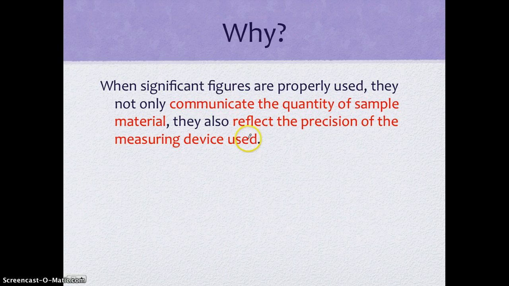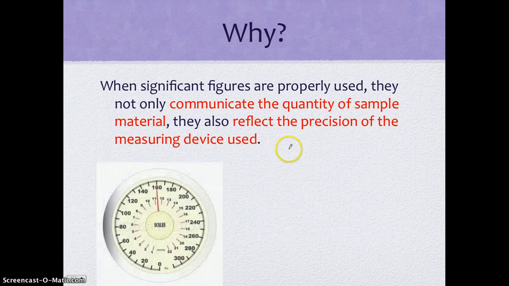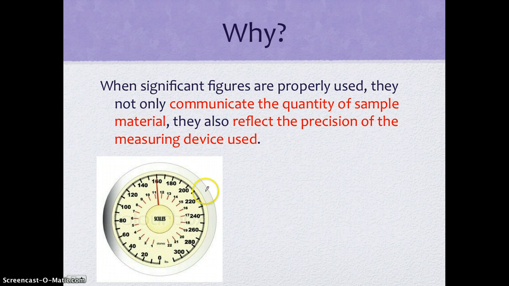Is the measuring device really precise? Does it have a lot of graduations? Is it highly calibrated? Does it have a lot of potential to measure exactly? Or is it kind of a lame measuring instrument? So it tells us not only what the value of the quantity is, but how precise the measuring device is that we use. So let's look at this bathroom scale here.